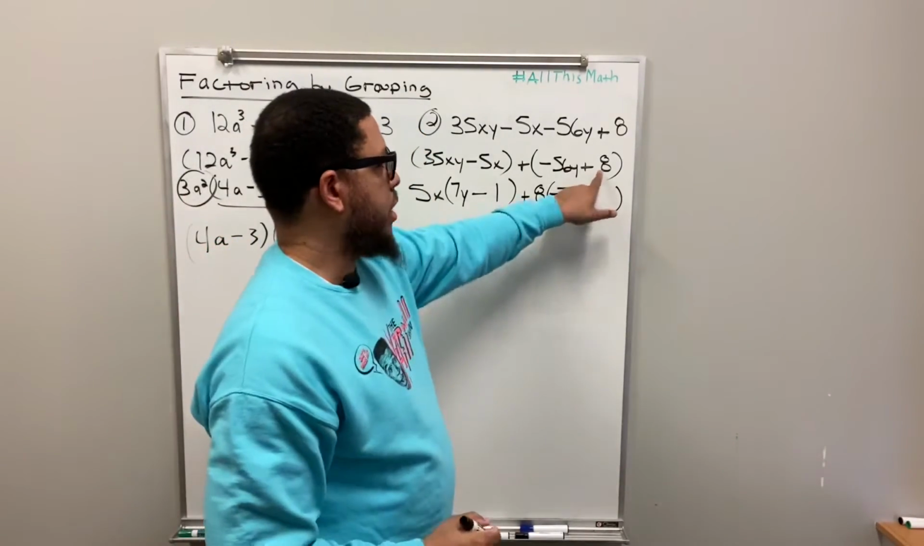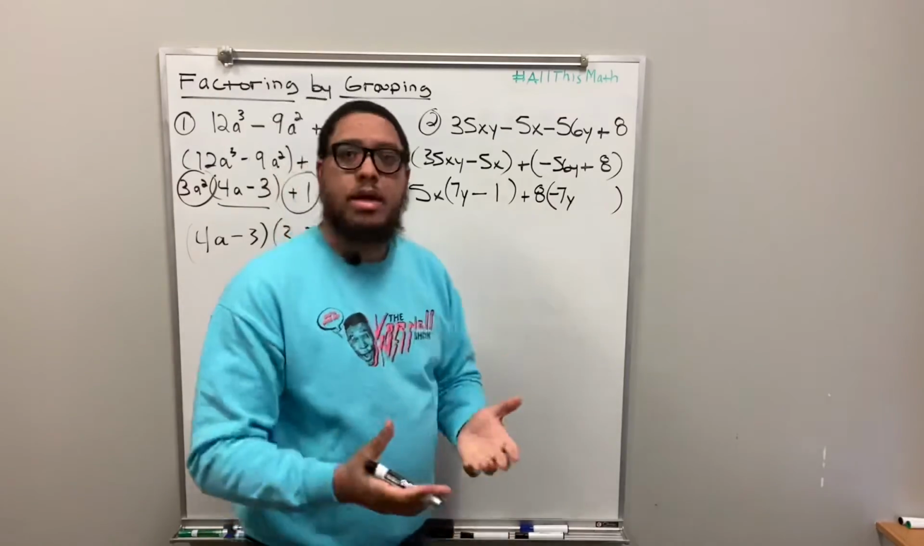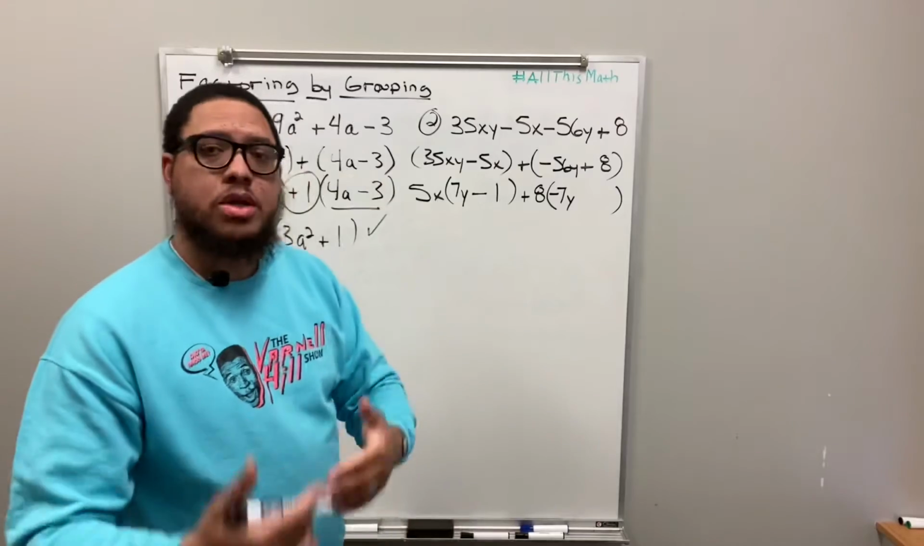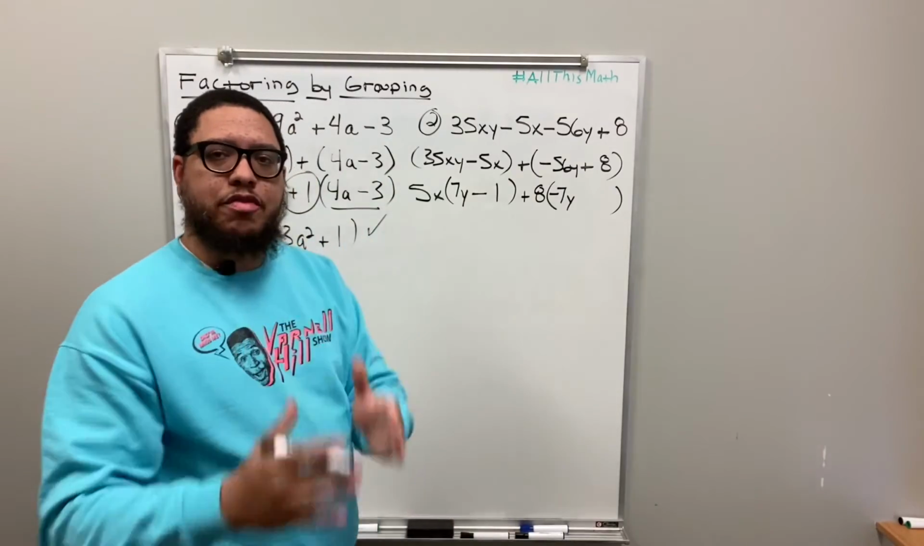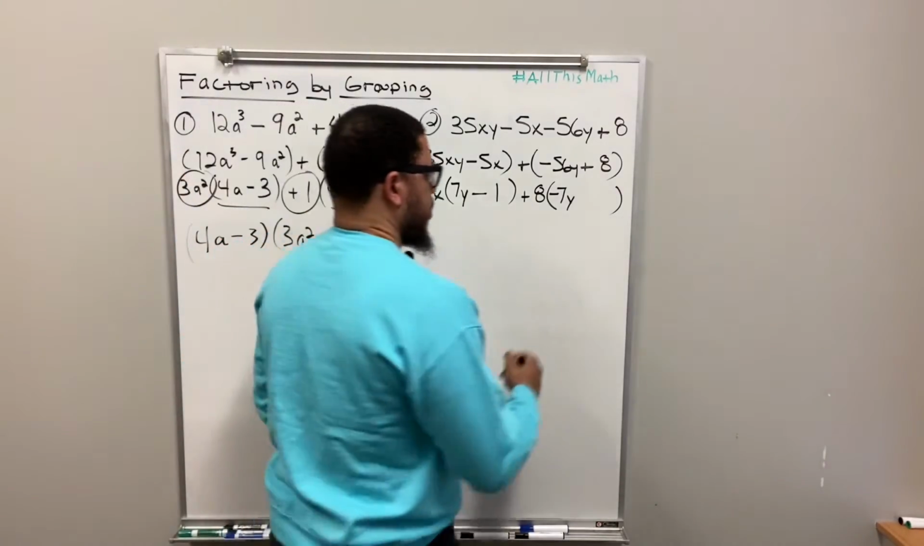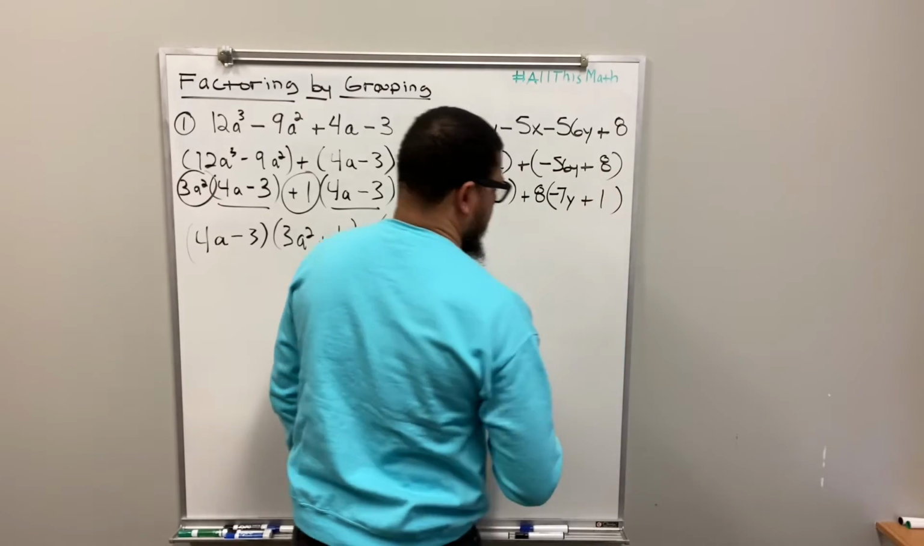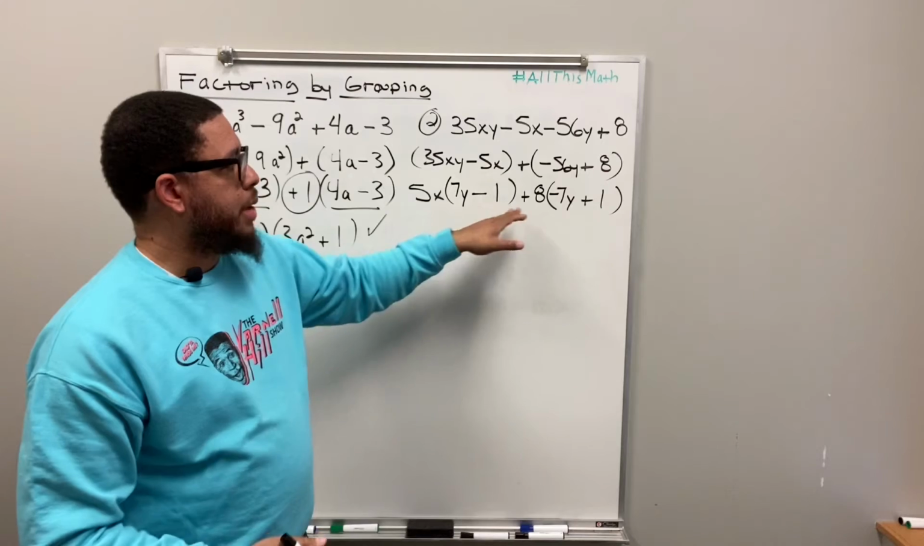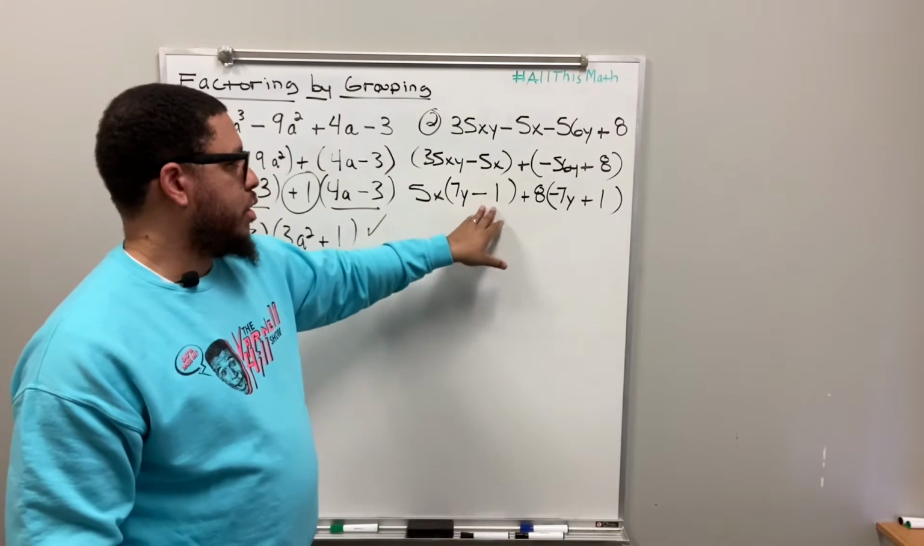And then I'm going to do 8 divided by 8. Again, I'm dividing something by itself, so my quotient will always be 1 whenever I divide something by itself. So now I got plus 1. Right? Now I have to check to see if my binomials match up. I got 7y minus 1 right here.